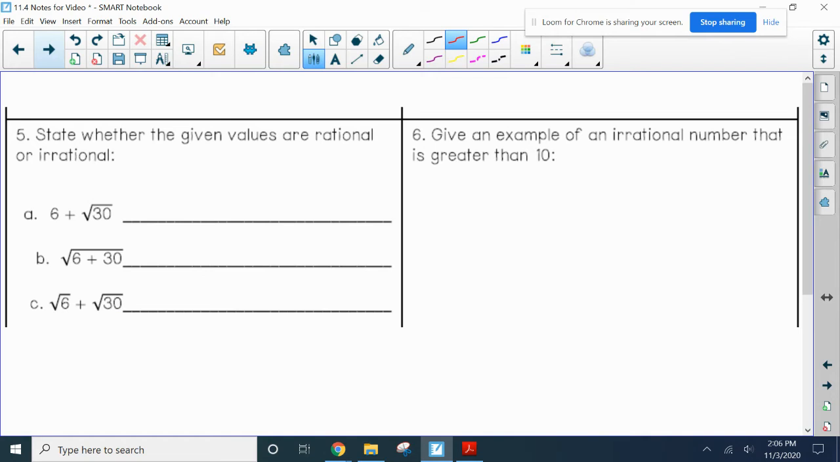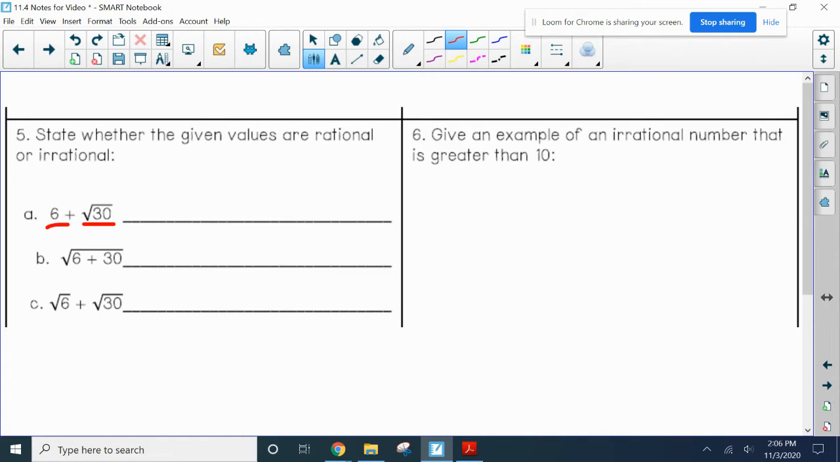All right, let's go ahead. I think I have 2 more. So state whether the given values are rational or irrational. Again, they're all just slightly different. So this first one, I see 6 plus the square root of 30. Well, I can't add 6 to the square root of 30 until I've pulled it out of that square root sign.